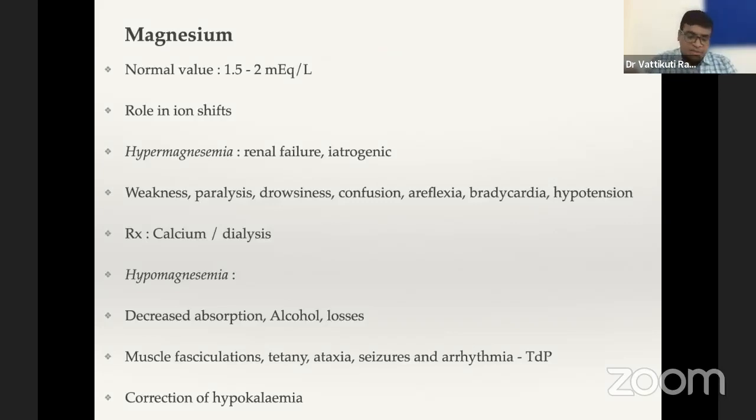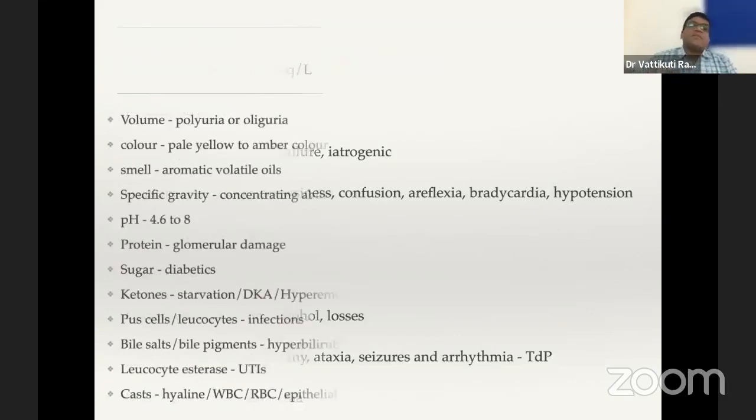Or if it is refractory, then you end up doing dialysis. Then the other is hypomagnesemia, which is because of decreased absorption, chronic alcohol history, or increased losses via the gut. Clinical manifestations include fasciculations, and it presents like hypocalcemia. So tetany, ataxia, seizures, and arrhythmia. The classical arrhythmia which you see with hypomagnesemia is torsades de pointes. Then the correction of hypokalemia is very important whenever you are correcting hypomagnesemia.